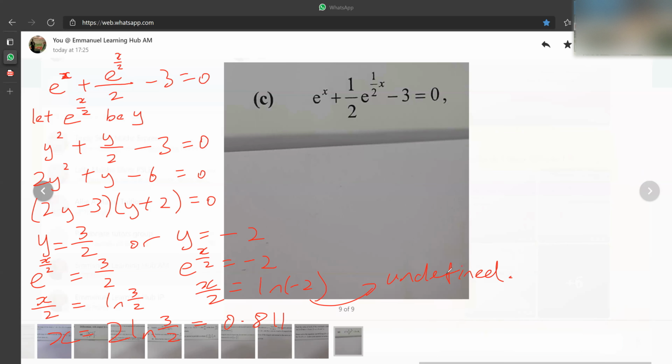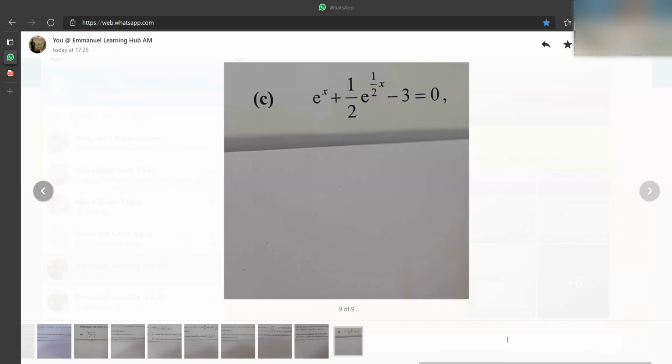Any question? No. This one you just need to know how to do your substitution. The crux is in the substitution. Okay, this question. You got no more questions to ask, right? Don't have.